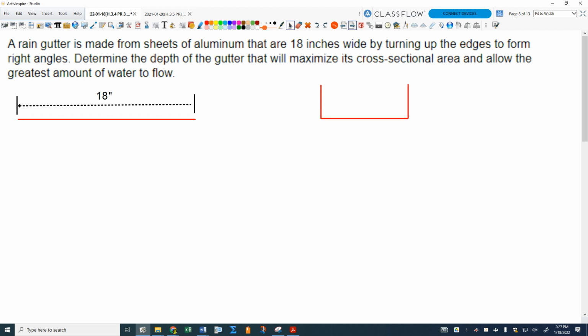How about something like this? Okay, simple rain gutters are made just from sheets of aluminum that are 18 inches wide, okay, in this case. And all we're going to do to make a rain gutter is take this flat sheet of, and you see that I'm looking end on here, but if I want to draw this with a little perspective, maybe it looks like this.